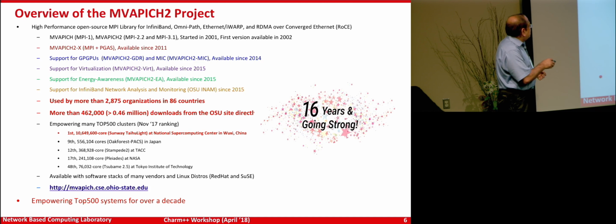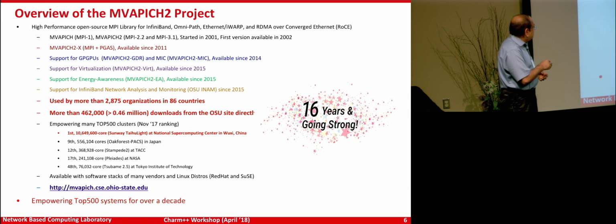And we are now crossing 460,000. So in just another few months, we'll cross 500,000 downloads just from our side. This is just from our side. But of course, it is a part of a lot of other stacks, vendor stacks, OpenHPC, you name any of them. But it's not just the downloads that matter. It's how these things are being used.